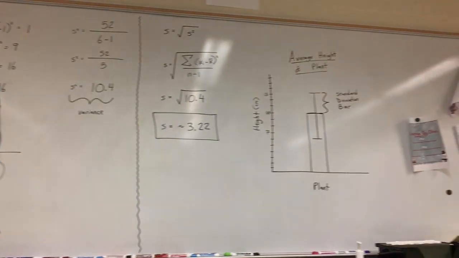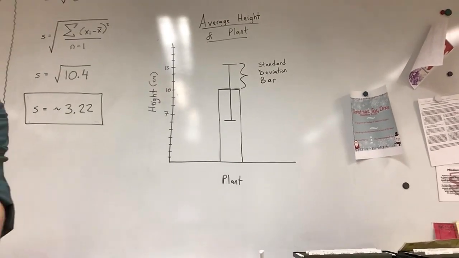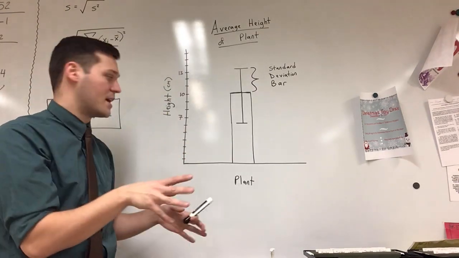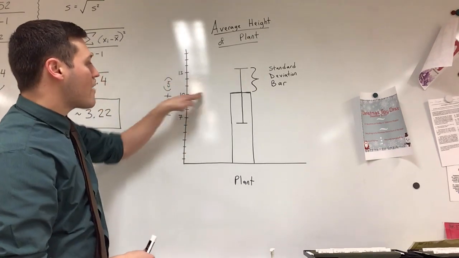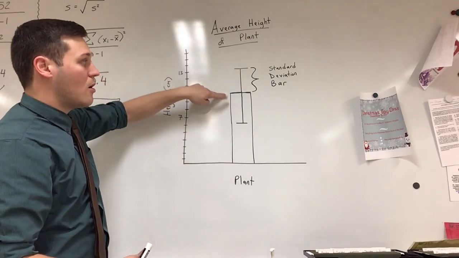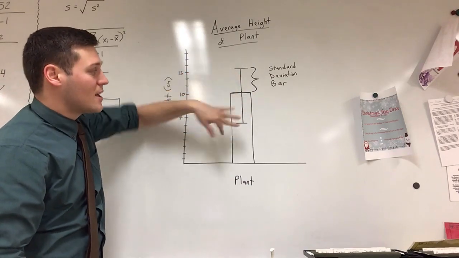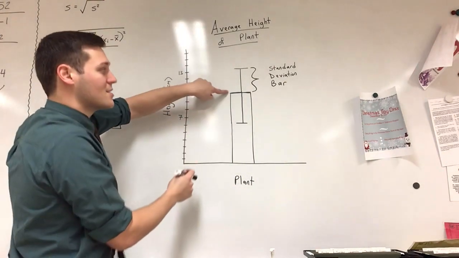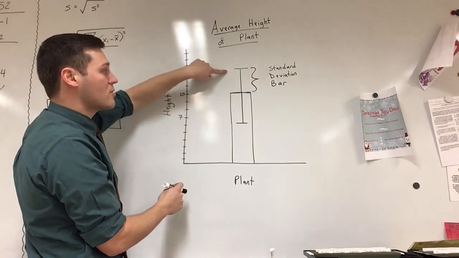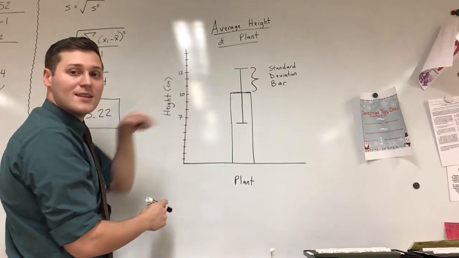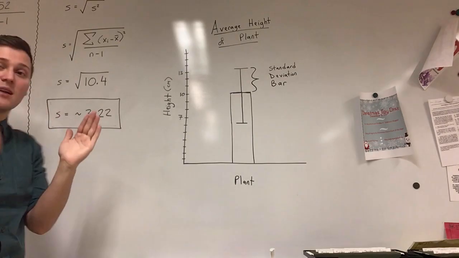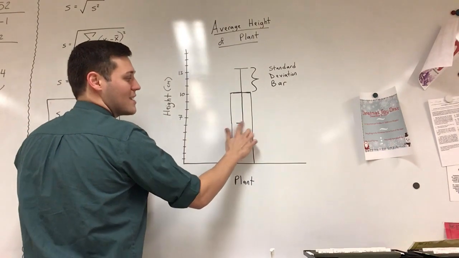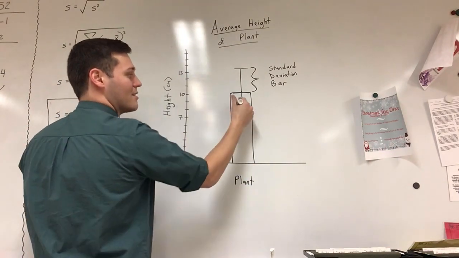So now let's say we hypothetically were to plot our data on a graph. We would say our plant height, for this particular species of plant, we had our data. We found the average to be about 10 centimeters. Now, our standard deviation bars tell us how spread out the data was. Because we had a standard deviation of 3.22, it's 3.22 greater than our average, and 3.22 less than our average. If we had the data points closer together, it would still give us the same average, except our standard deviation bars might look something like this.